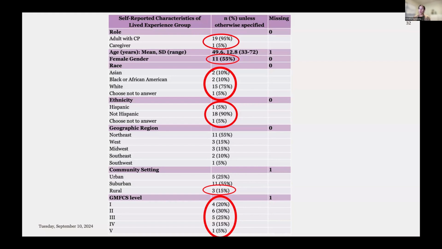If you think about it, levels 1 through 3 refer to people that are predominantly ambulatory, or walk either with or without the use of assistive devices, and levels 4 and 5 are predominantly non-ambulatory or use wheelchairs. And so when we think about that spread, we did recruit participants from both sides of this scale.